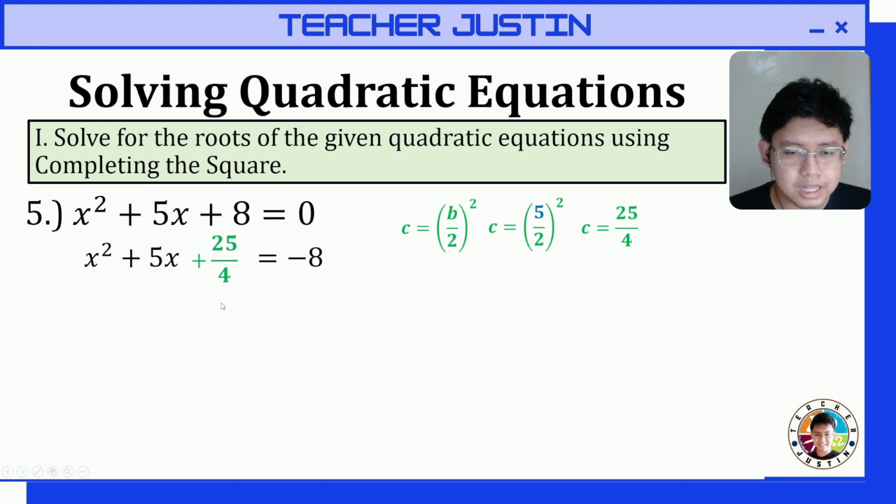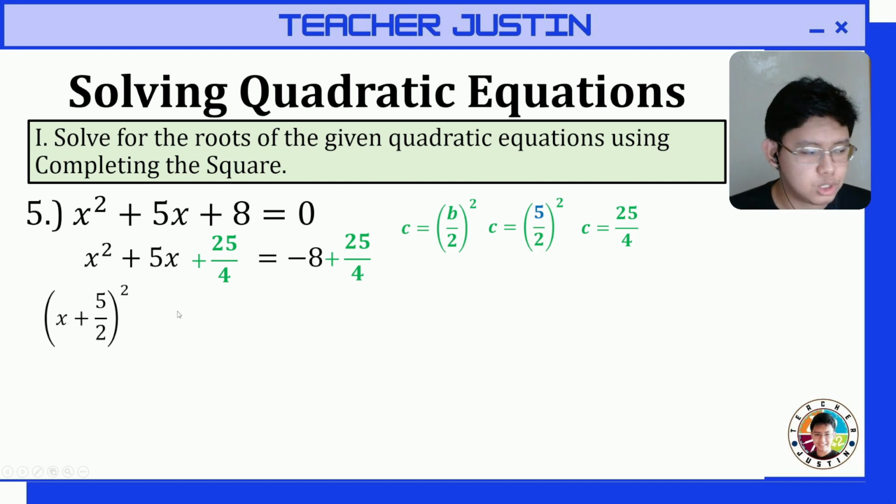So take note, when we add a number on the left side, we have to add the same amount to the right side of the equation. So we add 25 over 4 to the left side of the equation. Then, let's perform factoring on the left side.